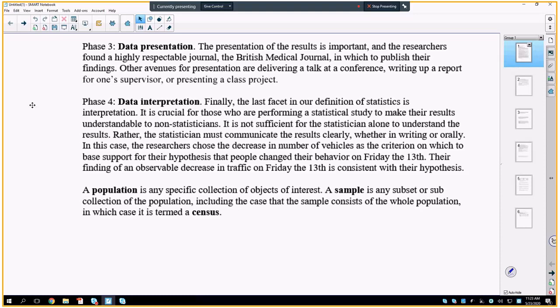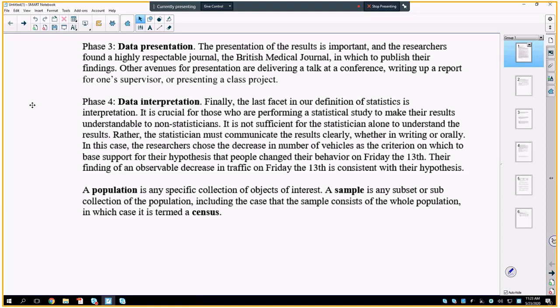So in the case of our Friday the 13th study, the researchers chose to compare the decrease in the number of vehicles as a criterion on which to base support for the hypothesis that people are changing their behavior because it's Friday the 13th. They did find an observable decrease in traffic, and that was consistent with their hypothesis. Okay, so that's that example.